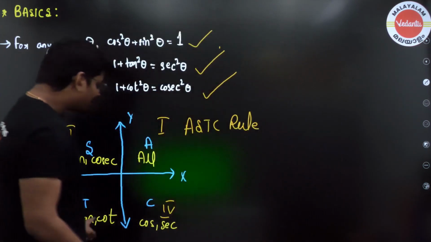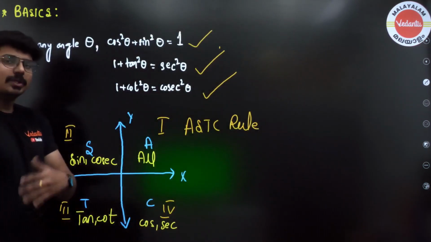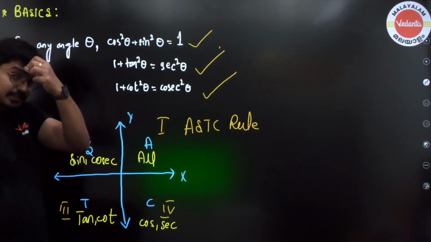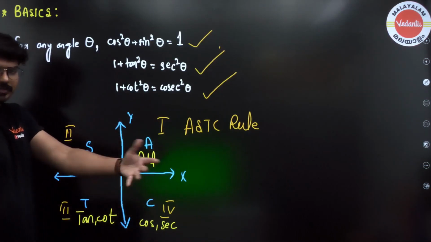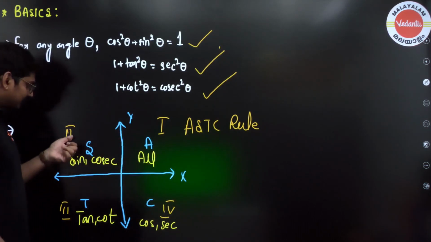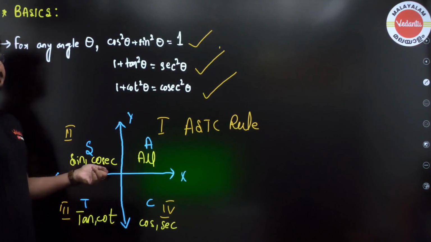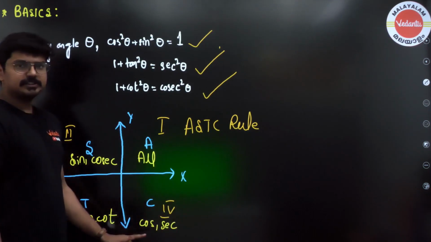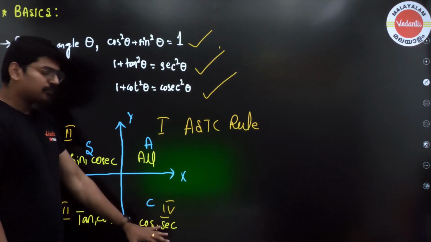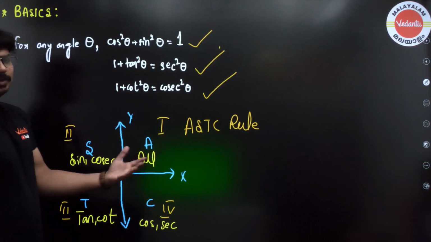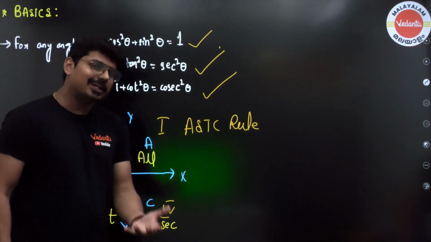Is it in the third quadrant or fourth quadrant? You can easily decide which trigonometric ratio will be positive and which will be negative. For example, tan in the second quadrant is negative because in the second quadrant only sine and cosecant are positive. Similarly, in the fourth quadrant only cos and its reciprocal are positive. The other trigonometric ratios like sine, cosecant, tan and cot are going to be negative.